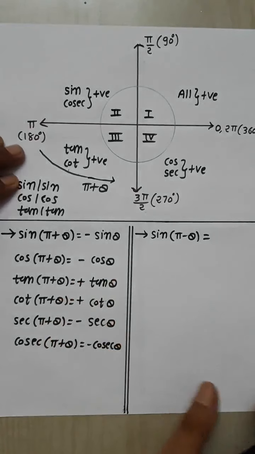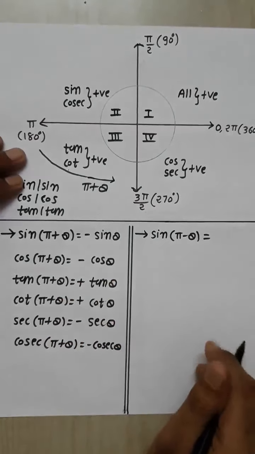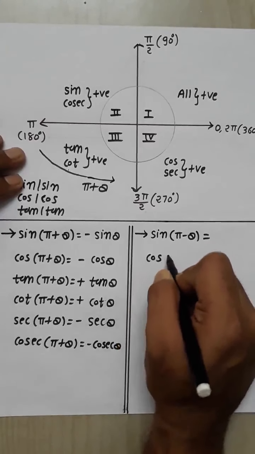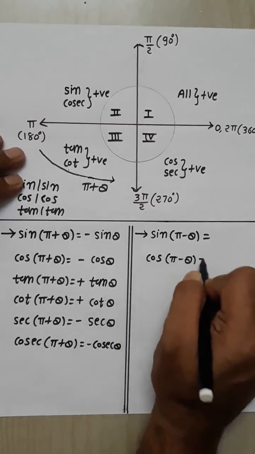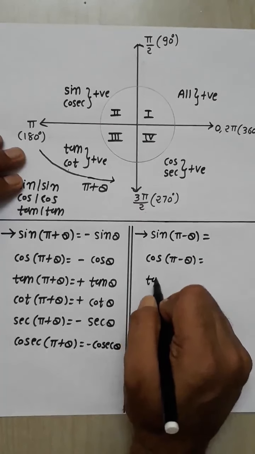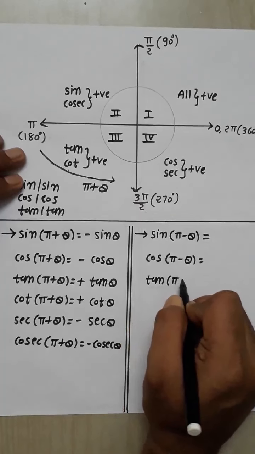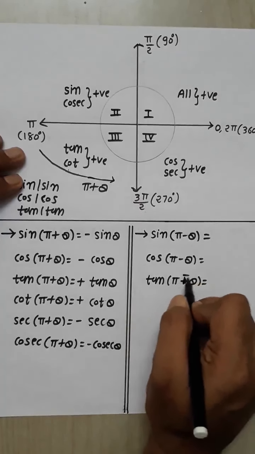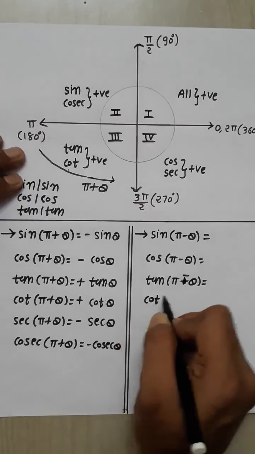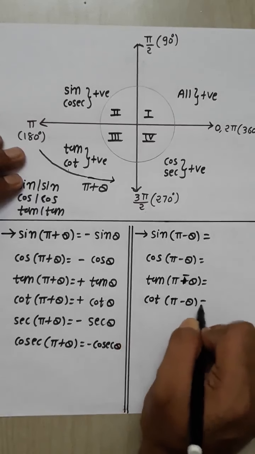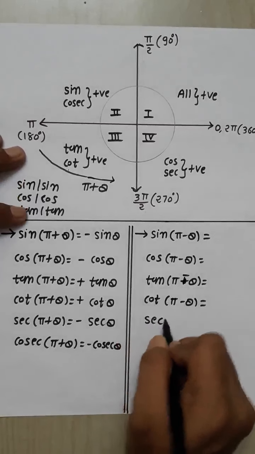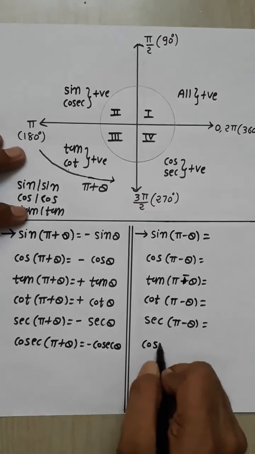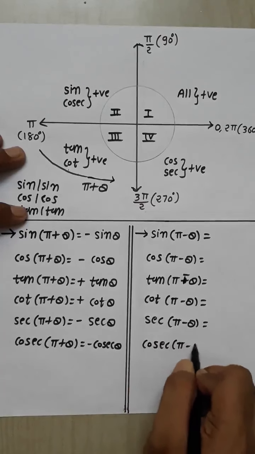Similarly, in the same way, suppose sin(π − θ), so how can we find out? So here write cos into bracket π minus θ, tan into bracket π minus θ, cot into bracket π minus θ, sec into bracket π minus θ and cosec into bracket π minus θ.